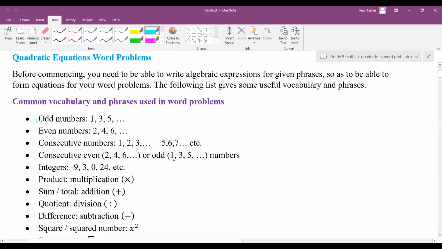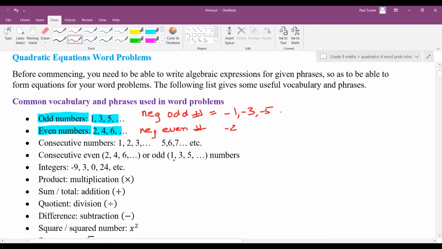Now, I think the first two, we got odd numbers and even numbers. And odd numbers here, we consider mainly the positive odd numbers, 1, 3, 5, 7, 9. Even numbers, 2, 4, 6, 8, 10. You may get negative odds as well. So that could be -1, -3, -5, like that, okay? And also negative even. So -2, -4, -6, for example. So these are mainly the numbers you use.